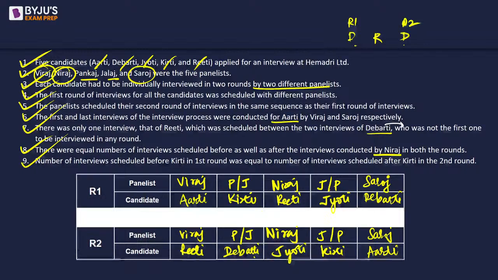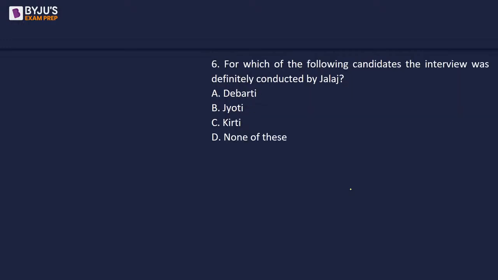Whom did J definitely interview? So can I say if J is here, then he is going to take the interview of Kirti? Second case: if Pankaj is in the first round, then J becomes the panelist in the second round. Then he will take Kirti's interview. So can we say that whether it is the Jalaj and Pankaj or Pankaj and Jalaj sequence, Kirti's interview will be taken by Jalaj either in the first round or the second round for sure? She will be caught in one of the two rounds with him, right? So Kirti.